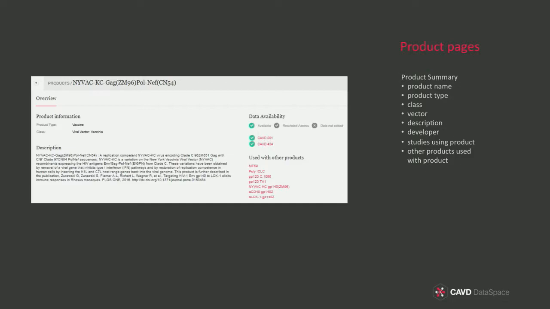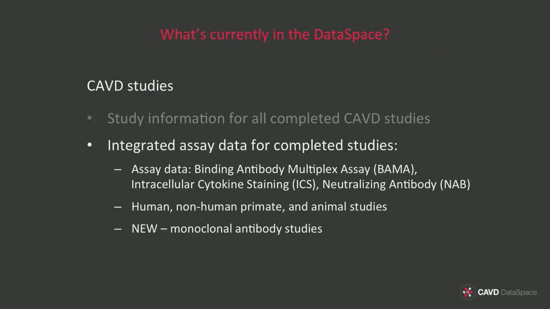Yeah, so we have a similar page for all of our assay data that describes the assay being tested. Along with the information about the studies and the products, we have included integrated data for each of the assays for the completed studies. This includes assay data for 3 assays at the moment: binding antibody multiplex assay, the BAMA assay, intracellular cytokine staining, and a neutralization assay. And we do also have a little bit of ELISpot data.